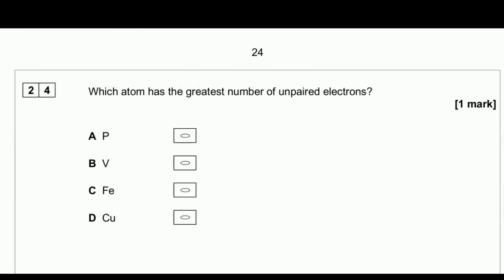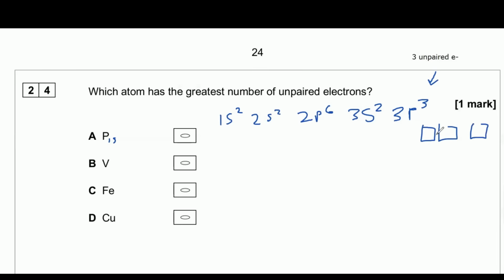So what I need to do is write the configuration out here. Now you can go to the periodic table and check out the atomic numbers. Phosphorus has the atomic number 15, so it's going to be 1s2, 2s2, 2p6, 3s2, 3p3. That means there's 3 unpaired electrons because the 3p subshell is made up of 3 orbitals. Each one can only hold 1 electron, so they're going to be 3 unpaired electrons.